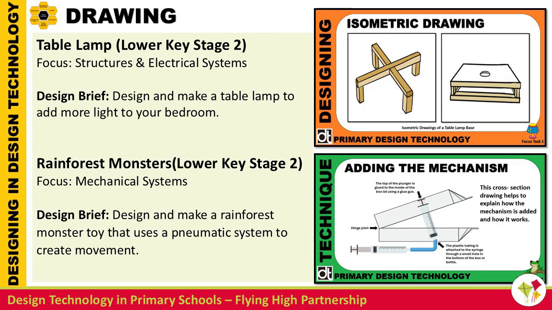Building on their simple sketches and drawings from Key Stage 1, in Key Stage 2, children can be challenged to realise their designs in 3 dimensions, or to develop their designs by showing the insides of their product by drawing a cross-section design. In the examples on the screen, children use isometric paper to help them draw designs for a wooden base for their table lamp, and cross-section drawings are used to explain how a pneumatic system involving syringes can be used to create movement in a rainforest monster toy.